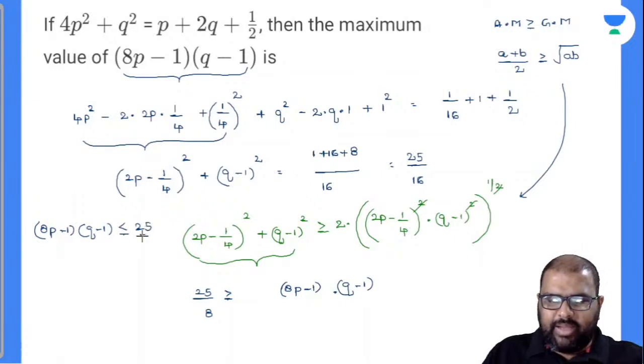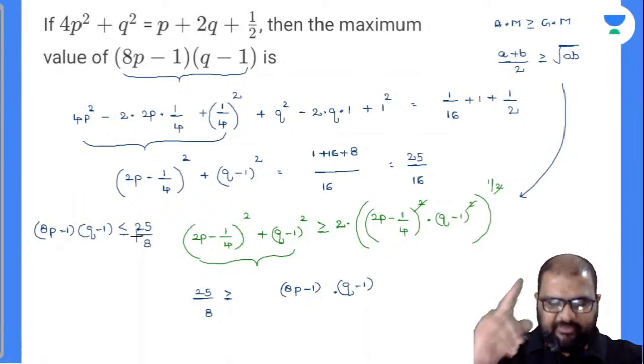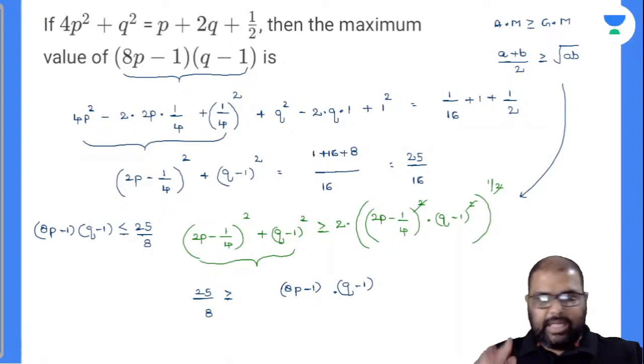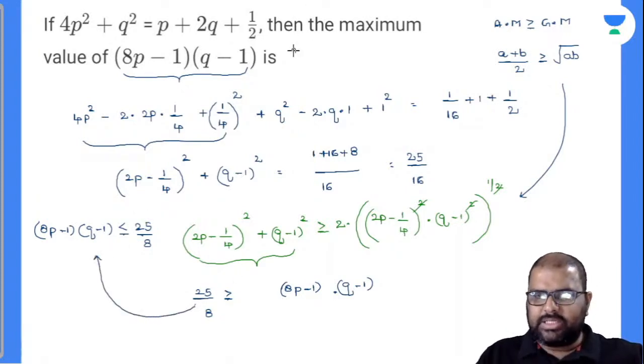So 25 by 8 is nothing but the maximum value that you can give there. It cannot go beyond that. I have changed this equation into this fashion, and this is what the question asked. 25 by 8 will be your answer there.